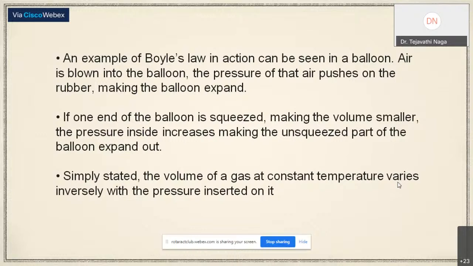The volume of a gas at constant temperature varies inversely with the pressure exerted on it. It's the simple physics of Boyle's law, which states that whenever you exert pressure, there is expansion on the other side. Similarly, the same thing happens in the human body as well. Wherever there is gas, it tends to expand when there is a change in the barometric pressure.